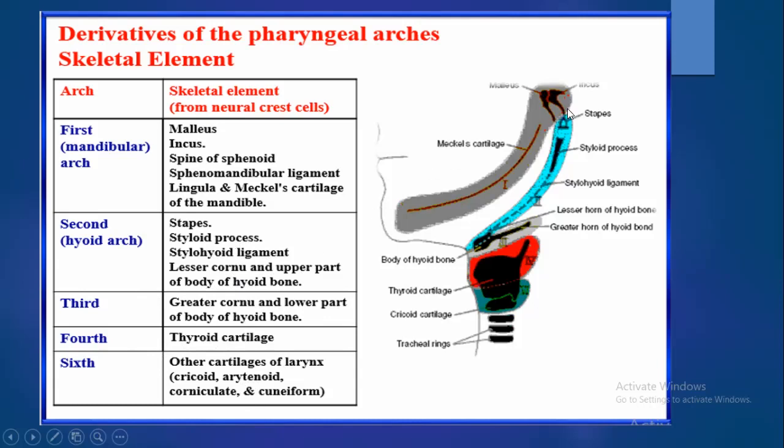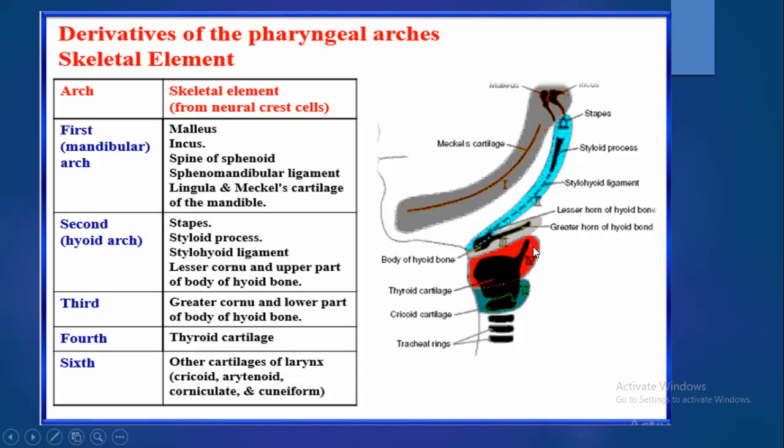In this picture, I'm going to show you that the incus and malleus plus Meckel's cartilage all come from the first pharyngeal arch. But the stapes, styloid process, and stylohyoid ligament, all of this comes from the second pharyngeal arch. This is number 2 here.